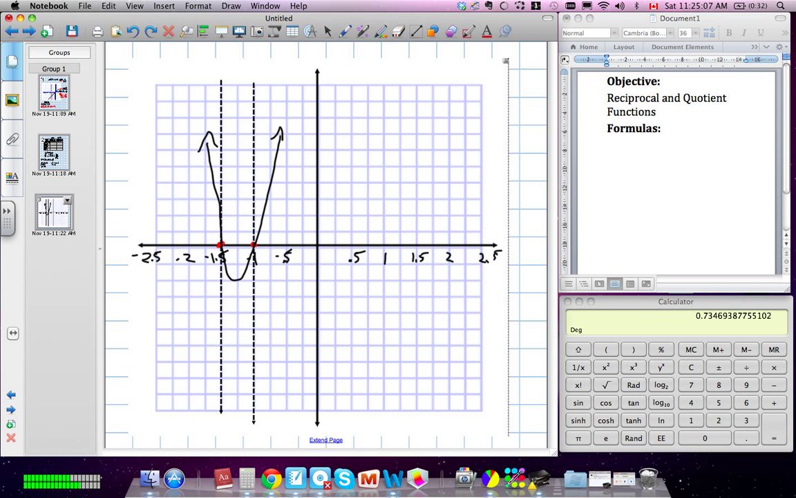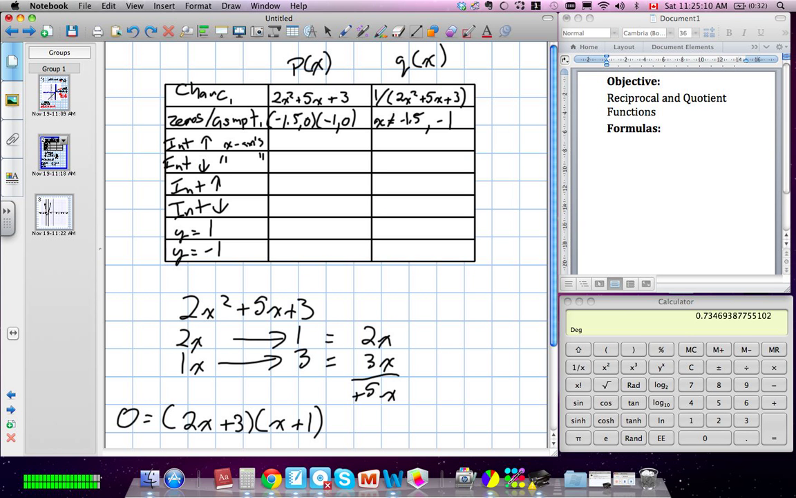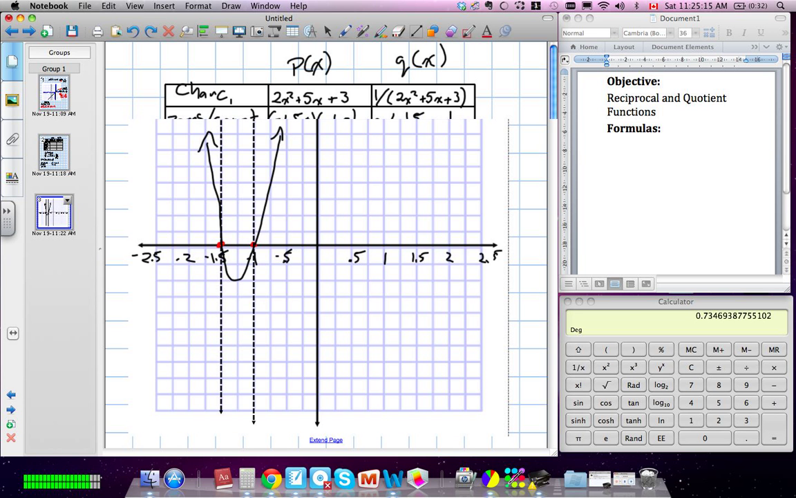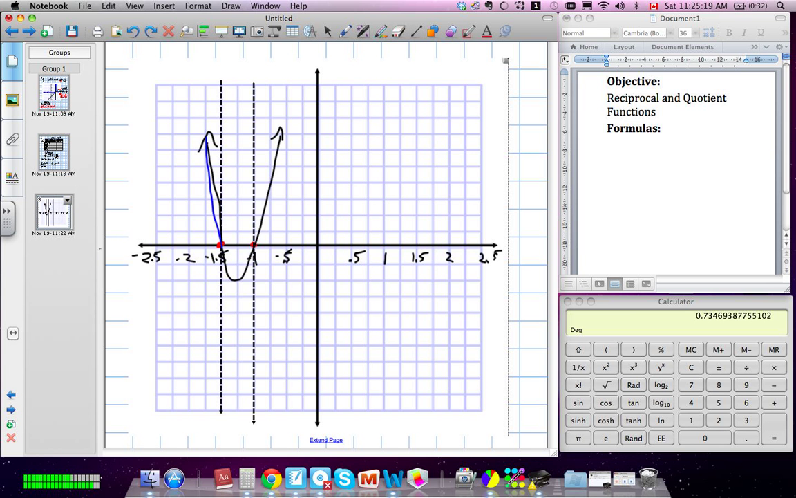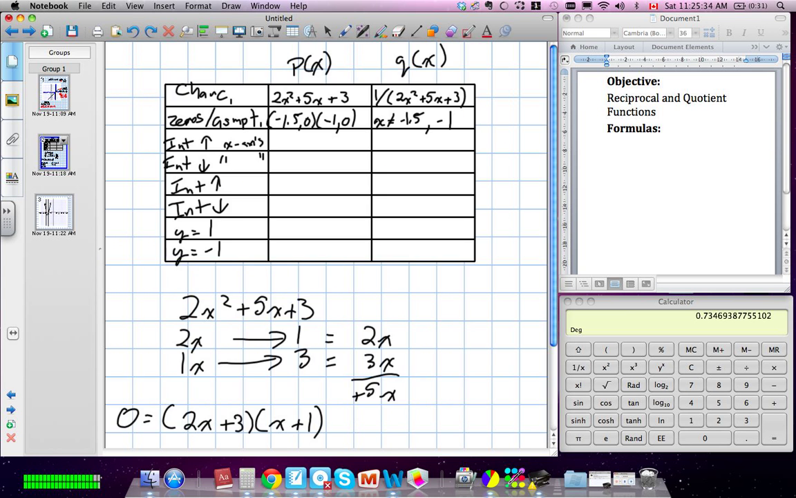Intervals where it's above the x-axis. So when we go to look at this, we knew a was positive. So for the quadratic, which was our original function, we're above the x-axis from negative infinity to negative 1.5, and then from negative 1 to infinity. That's when we're above the x-axis. So we're going to put those two coordinates in. So from negative infinity to negative 1.5 because of our asymptote. Then in between, it wasn't. And then again, from negative 1 to positive infinity, it was above the x-axis.